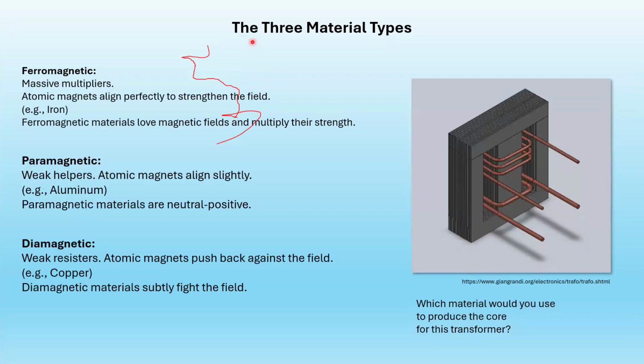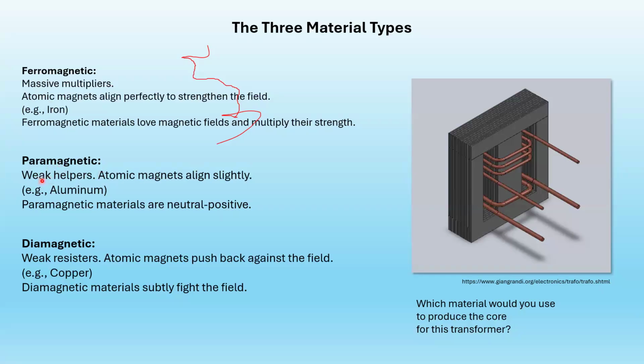Again, what are the three magnetic material types? Ferromagnetic, paramagnetic, diamagnetic. Again, ferromagnetic are massive multipliers of what? Of the magnetic field. Atomic magnets align perfectly to strengthen the field. An example will be iron. Ferromagnetic materials love magnetic fields and multiply their strength.